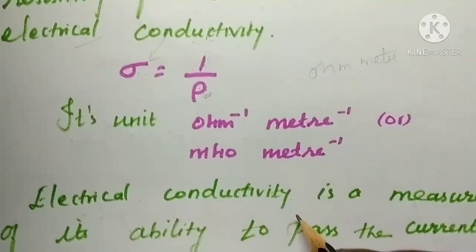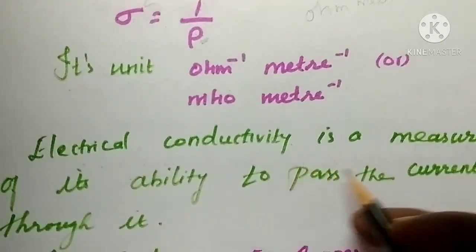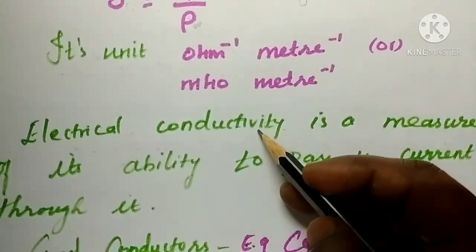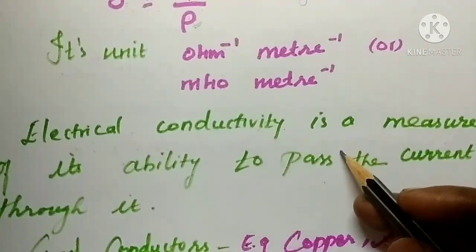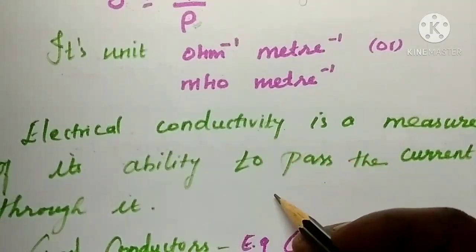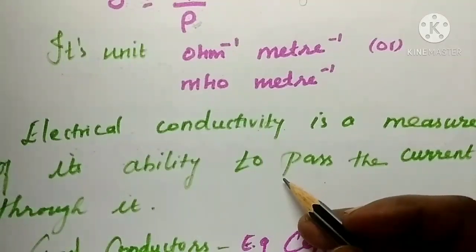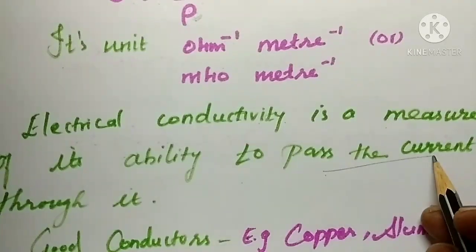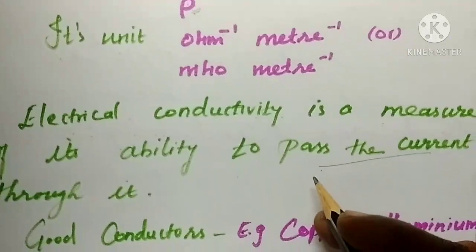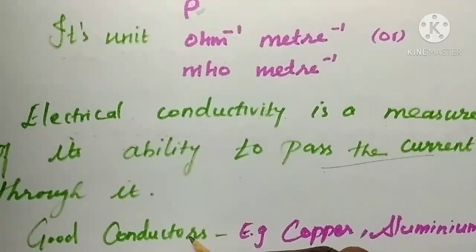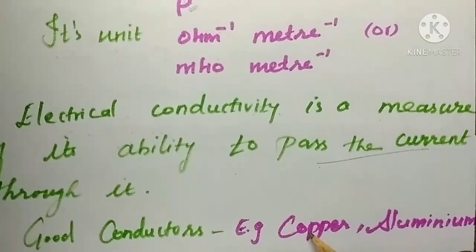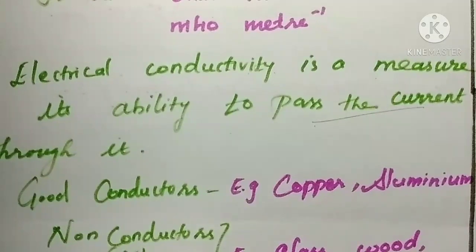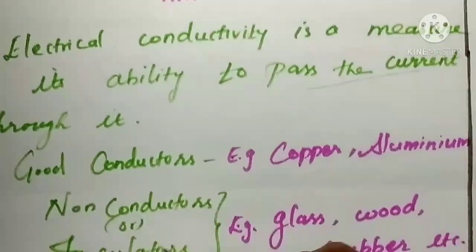This electrical conductivity is a measure of its ability to pass the current through it. If you know the electrical conductivity of a material, we come to know how much current it can pass through it. Different types of materials are there. Some are good conductors, for example copper and aluminium, which are good conductors of electricity. And some are non-conductors or bad conductors, also called what?